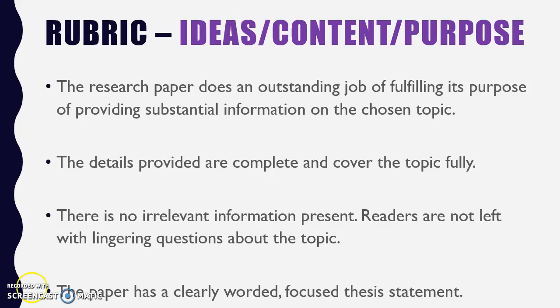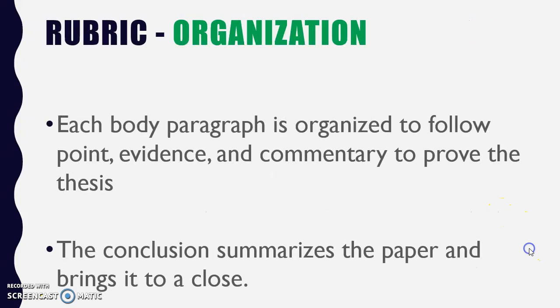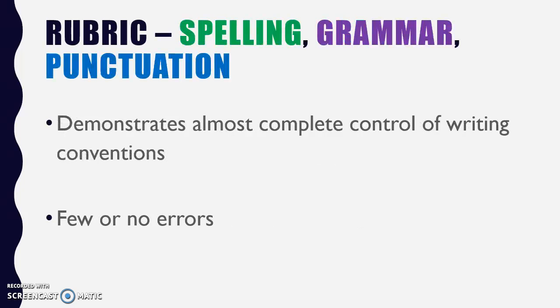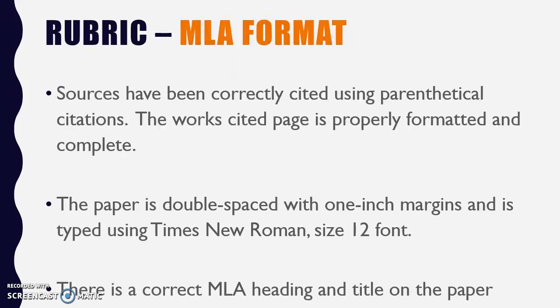The paper has a clearly worded, focused thesis statement. Organization. Each body paragraph is organized to follow point, evidence, and commentary to prove the thesis. The conclusion summarizes the paper and brings it to a close. Word choice. Word choice is rich and precise. Your tone shows an awareness of audience and purpose. There are no personal pronouns, slang words, or contractions. Spelling, grammar, and punctuation demonstrate almost complete control of writing conventions, few or no errors.